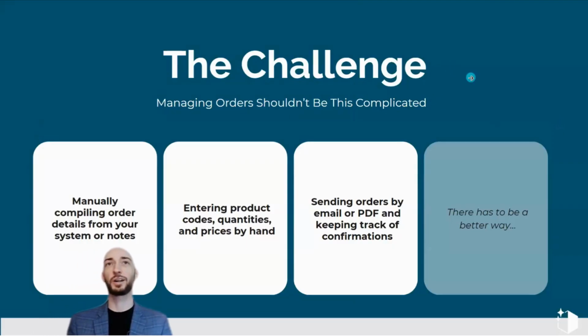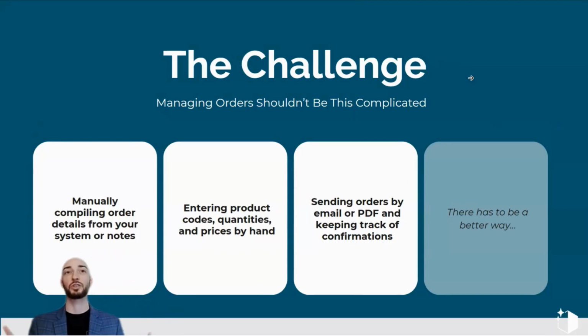First, we'll look at the different challenges that our industry, or procurement people, may face. We have manually compiling orders, details and notes from your different systems, and then making sure you enter all of the different product codes, quantities, and prices, sometimes by hand, sometimes from different documents. And of course, then sending those by email, by PDF, over phone, and then the real challenge is keeping track of all of those different purchasing orders. So for sure, there must be a better way. That's why we're all here today, to discuss that.